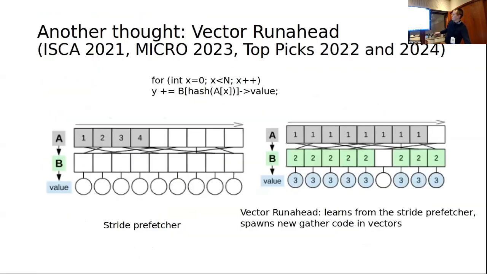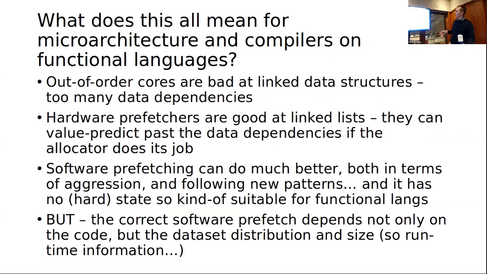Right, what does all this mean for microarchitecture and compilers on functional languages? Well, for this workshop, out of order cores are bad at linked data structures, right? They just are. There are too many data dependencies. They aren't very good at going ahead of them.